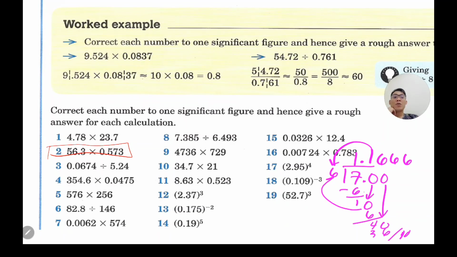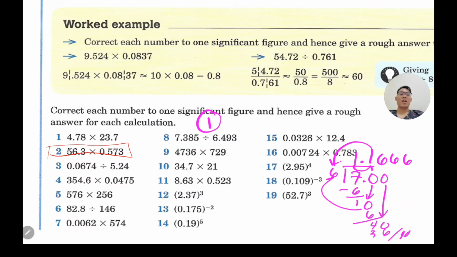But the final answer must be rounded to 1 significant figure only. So our first significant figure is 1. The next one is this one, which is less than 5. So that means our final answer is only 1. Alright, that's all. I hope you understood the lesson.